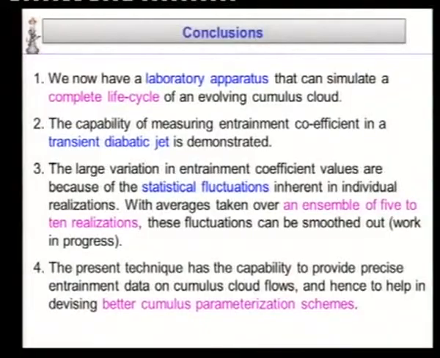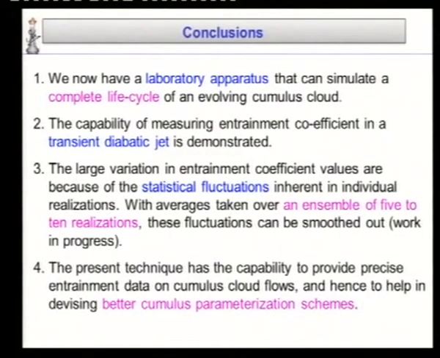Okay. Tentative conclusions here. So we have an apparatus where you can simulate a complete life cycle, although I've not actually shown it in great detail here, but there's a movie which we can see later on if you want. We can measure the entrainment coefficient in transient flows. There are large statistical fluctuations, and we really have to make an ensemble average in order to get information of value in modeling, for example. But if you do that, there may be some ideas here which could lead to better cumulus parameterization schemes.